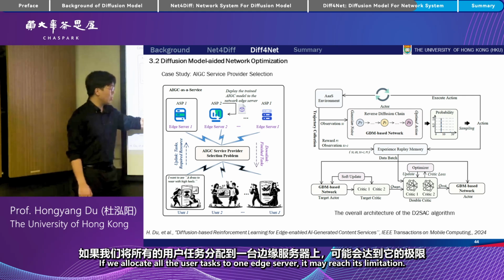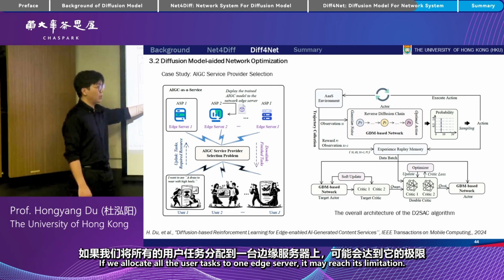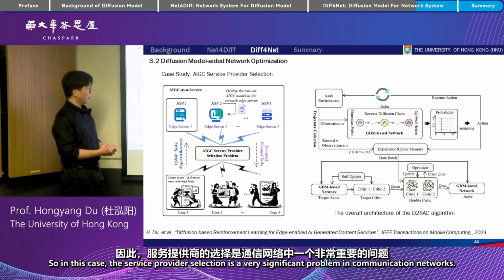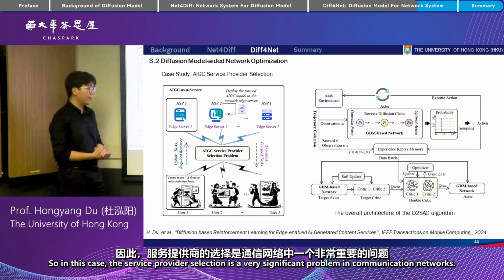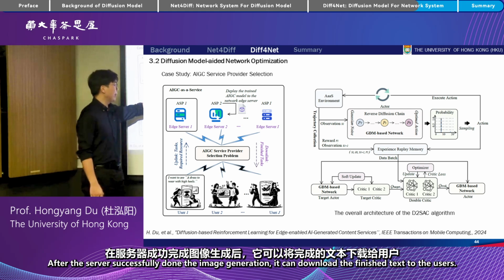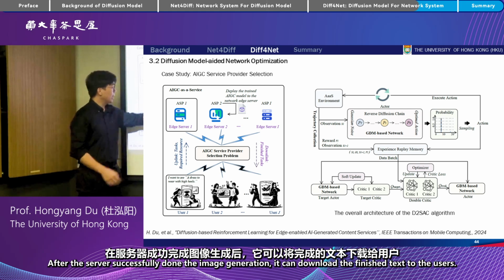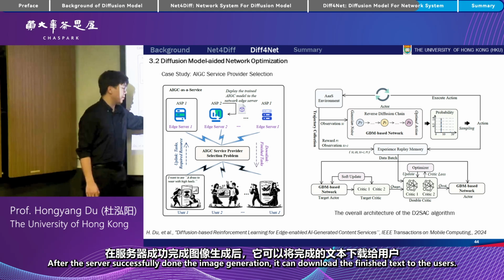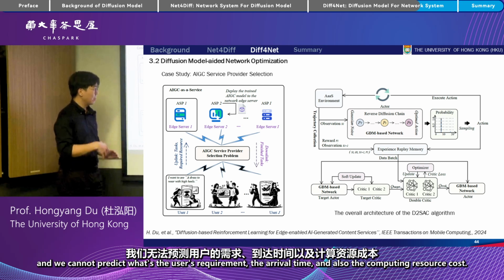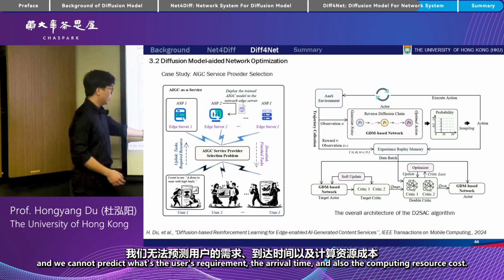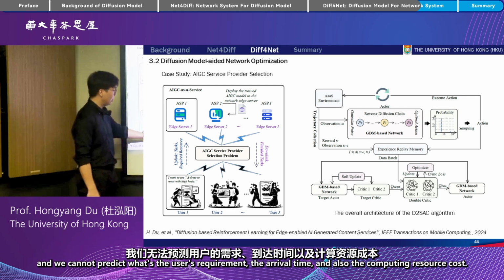If we allocate all the user tasks to one edge server, it may reach its limitation. So in this case, the service provider selection is a very significant problem in communication networks. After the server successfully finishes the image generation, it can download the finished task to the users. But in a real setting, the user may submit its task randomly, and we cannot predict the user's requirement, the arrival time, and also the computing resource cost.